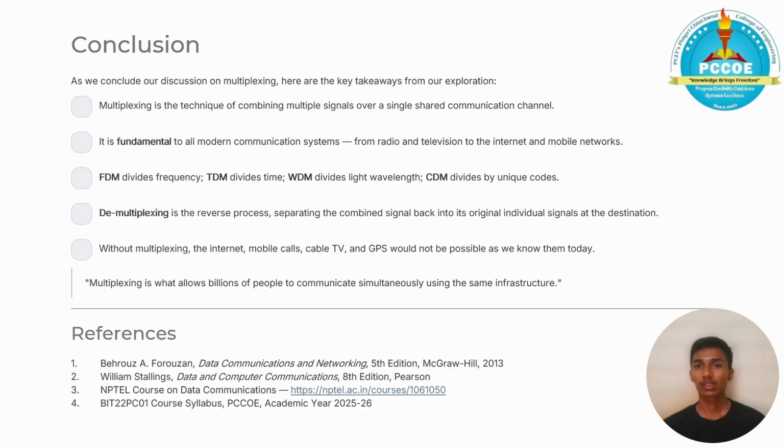To summarize, multiplexing is a fundamental technique that allows multiple signals to share a single communication channel efficiently. FDM divides by frequency, TDM divides by time, WDM divides by light wavelength, and CDM divides by unique code. Demultiplexing is the reverse, separating the combined signal at the destination. Without multiplexing, the internet, mobile networks, GPS, and cable TV as we know them simply would not exist.